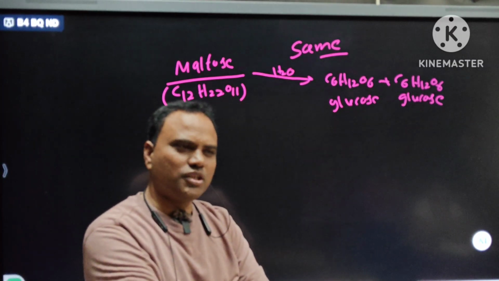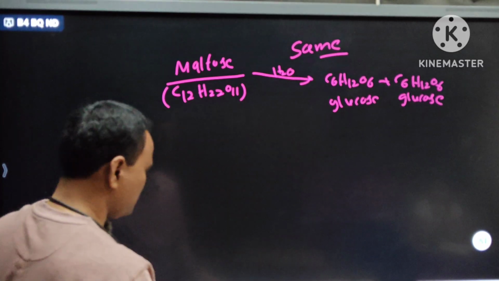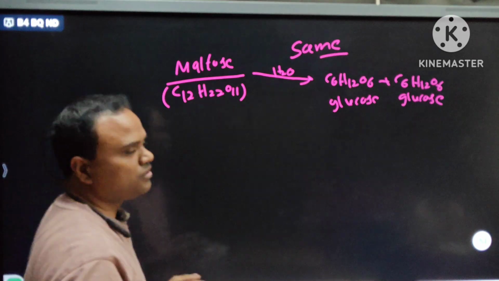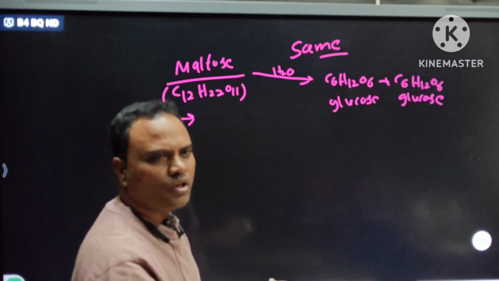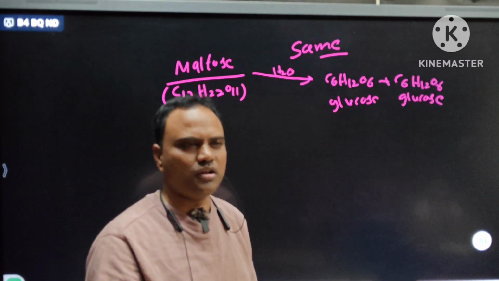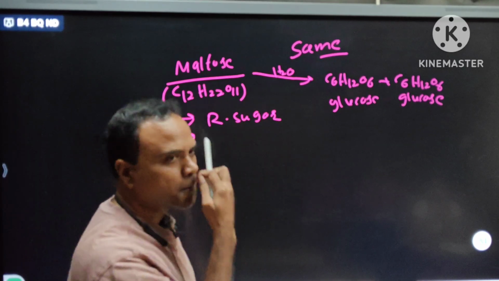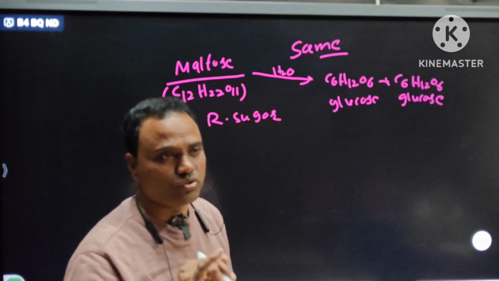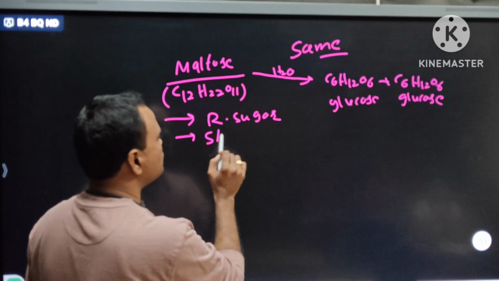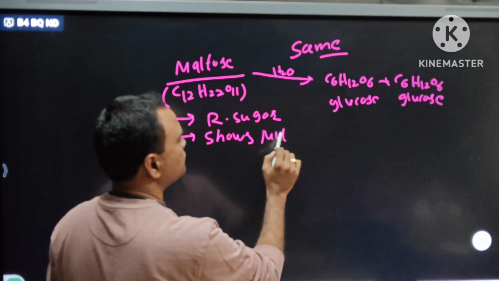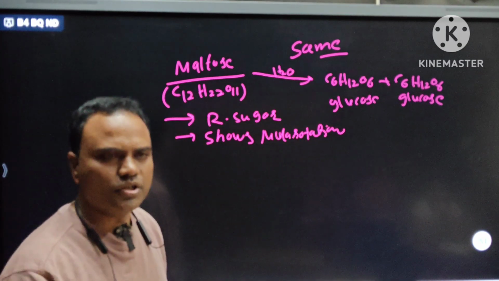Both are alpha forms only, but where the link will form, that is the question. Okay, write some points. Is this a reducing sugar or not? In disaccharides except sucrose, the remaining are reducing sugars. It shows mutarotation because a free OH group is present at the anomeric carbon. Sucrose does not show mutarotation due to the absence of free OH. Mutarotation means change in the specific rotation.